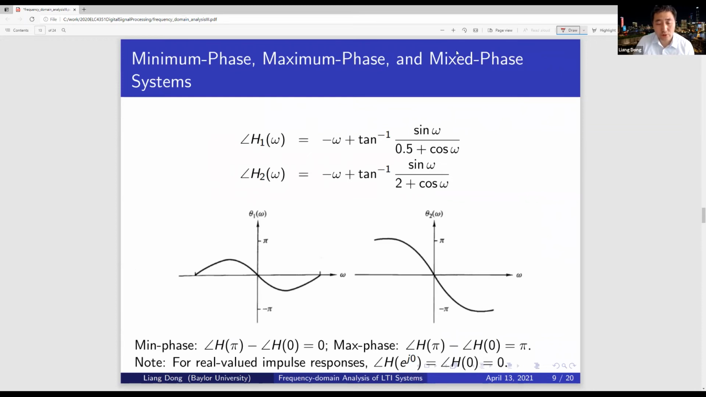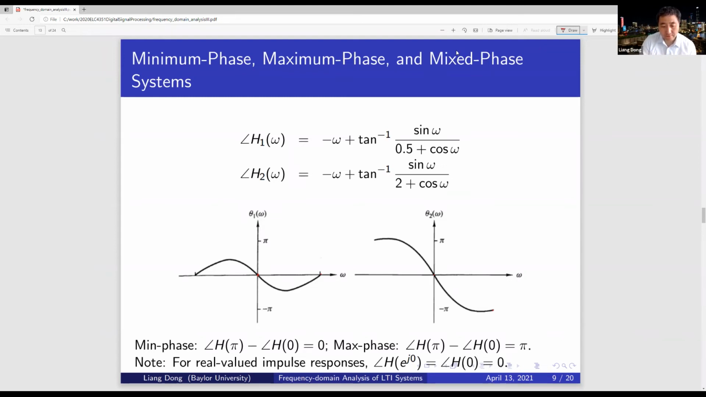Let me rewrite those two phase values. If I plot them on the image, this image is with respect to frequency omega. The y-axis is the phase, the angle of H1 and the angle of H2. We find out those two are different curves, and those curves are not linear. They have this curvature effect. The first one looks like this. It goes through the origin, and it will end at 0 when omega equals pi. The second one goes from the origin, but it will end at negative pi when omega equals pi.